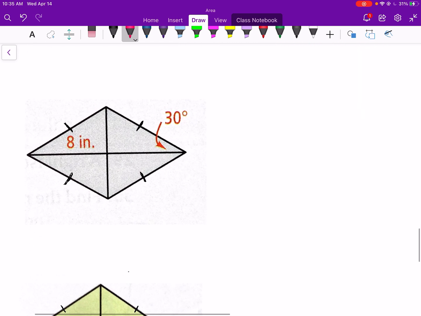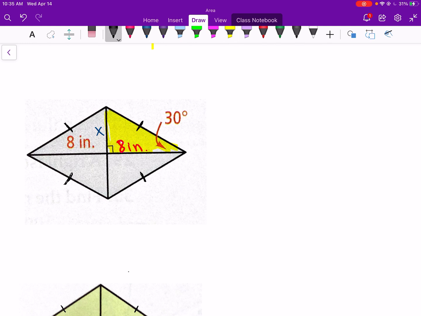This one is a little more interesting. So we have this length right here. And since this is a rhombus and the diagonals bisect each other, I know that this length right here has to be 8 inches as well. Now, we need the length of the other diagonal, or the vertical diagonal. So to do that, I need to find this value and look at this right triangle right here.